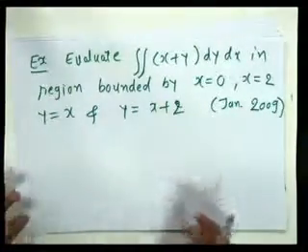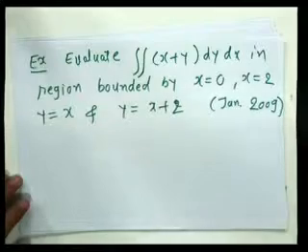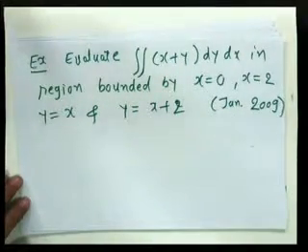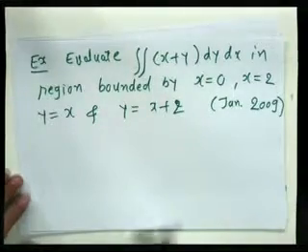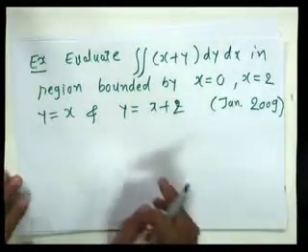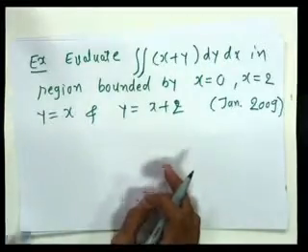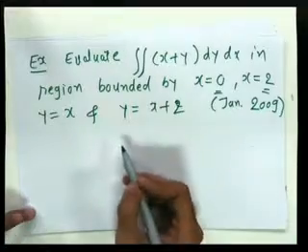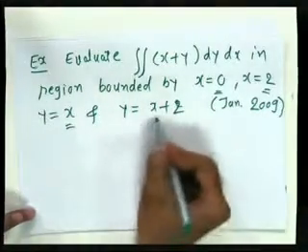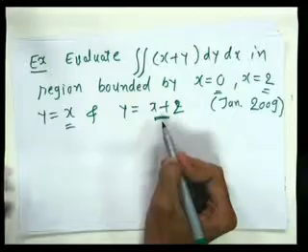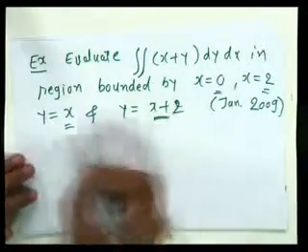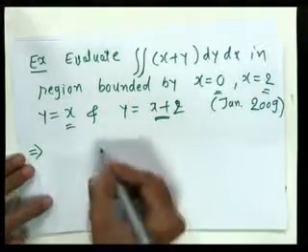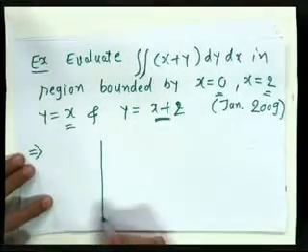Okay, so here the limit is not given clearly, but it is given in the equation form. We can imagine from the equation directly that the limit of x will be from 0 to 2, and the limit of y is from x to x + 2. But here we will draw the diagram first to understand what is going on in the region. So first I will draw the diagram.